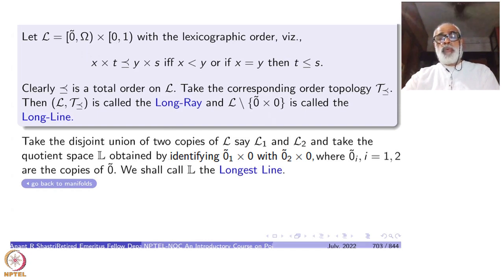Because I have taken two copies, the copies I am taking this one. Okay, you identify these two points where 0, 1 and 2 are copies of 0. Okay, we shall call L the longest line.